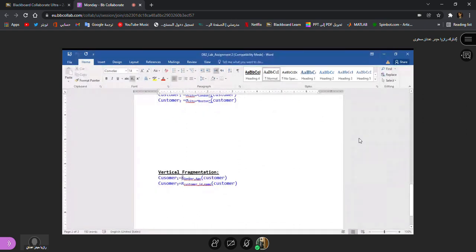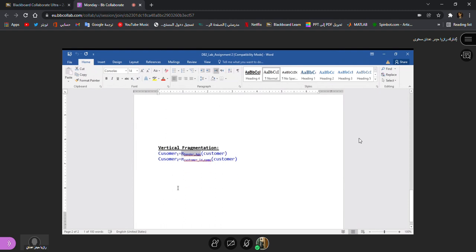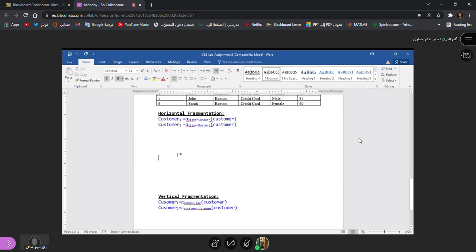I'm giving you the condition here. What is this? This is a relational algebraic expression, and this is customer 1 table, customer 2 table, customer 1 table, customer 2 table. Any questions about this?